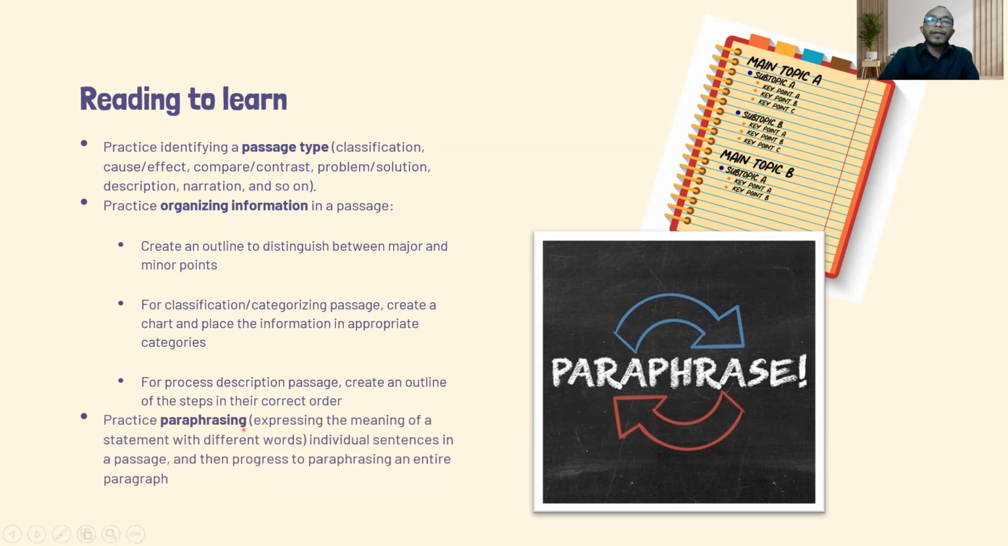Okay, and don't forget paraphrasing. So paraphrasing is a very important skill. Paraphrasing means to express the meaning of a statement with different words. Okay, so this is related to one type of the reading question, which is the sentence simplification question. So it will help you to answer that.